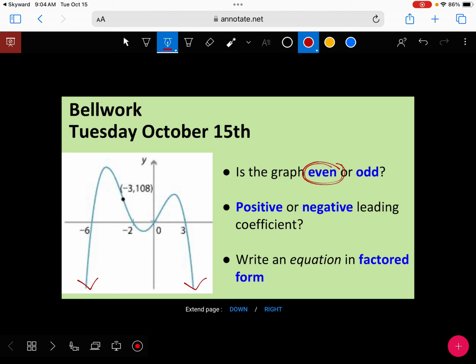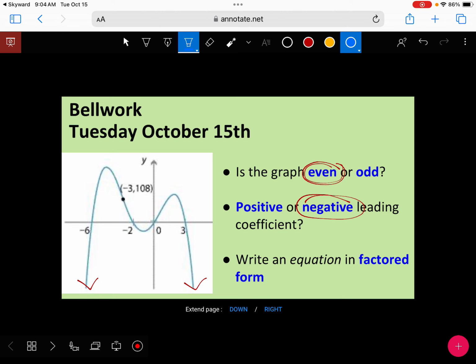What about positive or negative? Negative. How do we know it's negative? Because the arrows are going down. Good. Last thing we need to do is write our equation in factor form. I'm going to write it at the top of the screen so that everybody can see it.